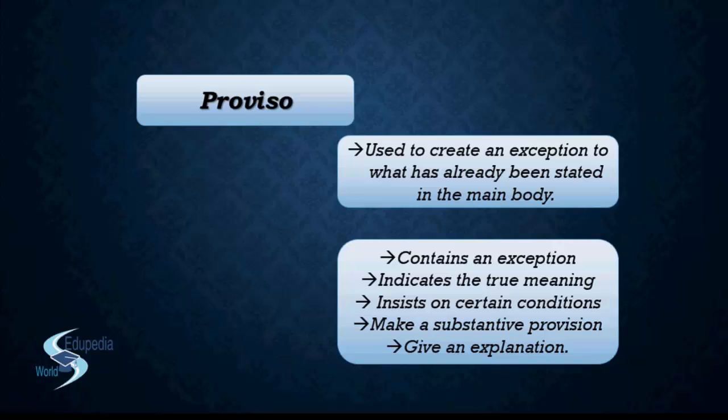So if we understand in totality what the object of a proviso is: number one, it contains an exception. If there is some exception that needs to be brought out from the provision which is not generally seen, or that will be overlooked when you go through the text of the provision, then to bring out that exception, a proviso is used. Second, it indicates the true meaning. That means the true intention of the legislature is brought out by using a proviso. Third, it insists on certain conditions. That means if there are certain conditions that the provision wants to provide, but when you look at the provision you go to a general concept, then to bring your attention to that certain condition, a proviso is included.